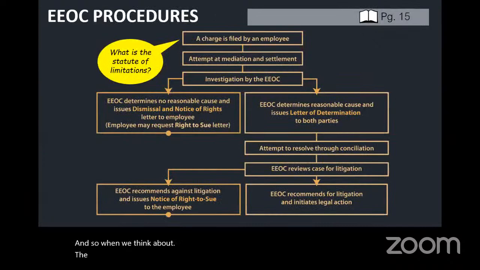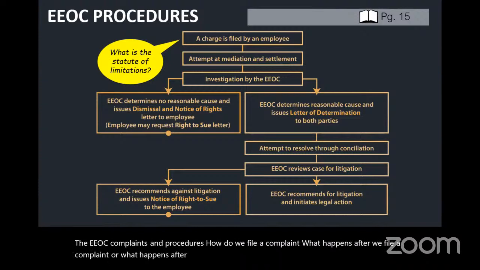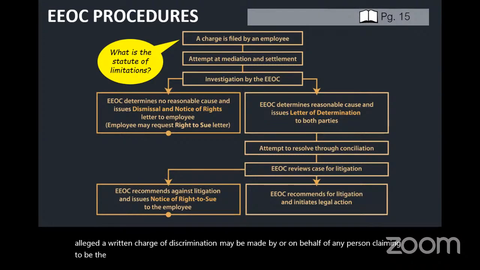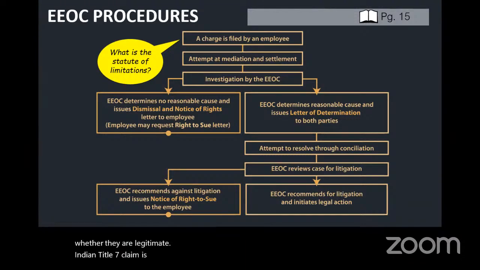And so when we think about the EEOC complaints and procedures, how do we file a complaint? What happens after we file a complaint, or what happens after an employee files a complaint? And so when a discrimination is alleged, a written charge of discrimination may be made by or on behalf of any person claiming to be the aggrieved. And so the EEOC will conduct an investigation to determine whether they are legitimate. And then the Title VII claim is 180 days. So they do have a statute of limitations.